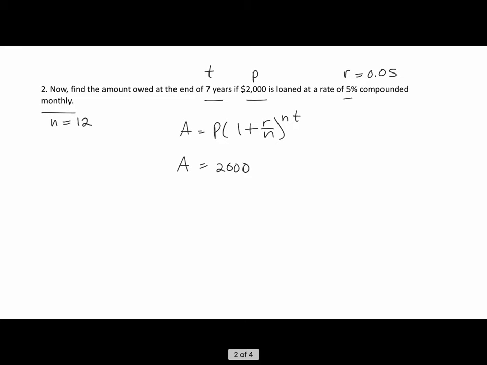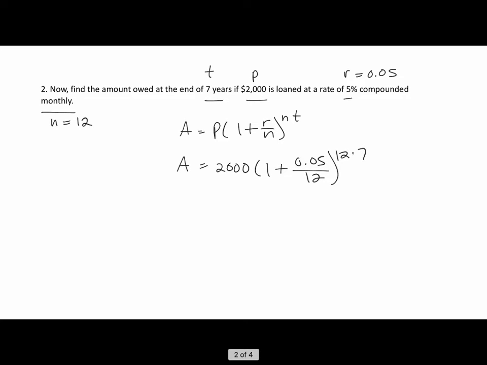For number 2, we want to find the amount owed at the end of 7 years if $2,000 is loaned at a rate of 5% compounded monthly. So everything seems to be the same here, except instead of quarterly, now we're doing monthly, so that means n is 12. So we'll use our new formula, P times 1 plus R over N to the N times T. And let's put in what we know. 2,000 is the present amount of the loan. So rate is 0.05, 12 times a year for 7 years.